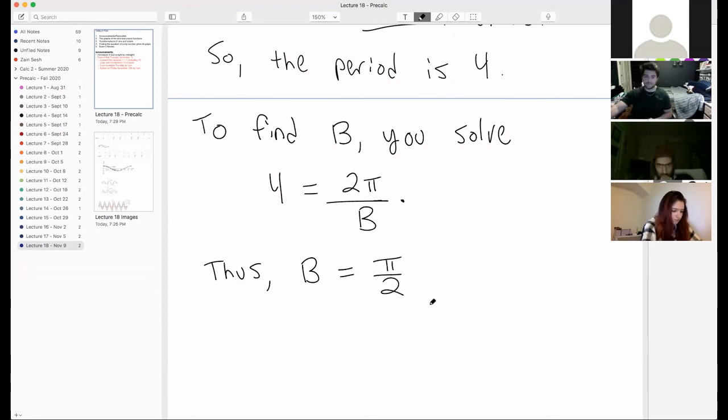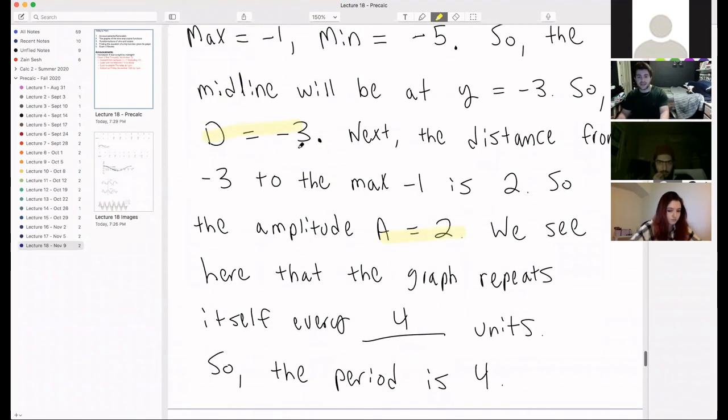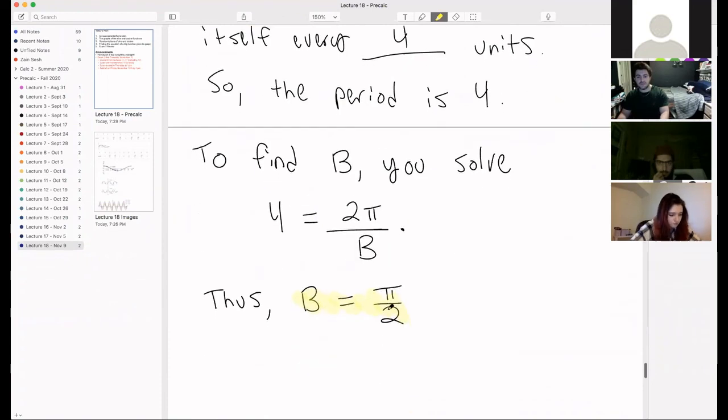Okay, so B is pi over 2. And I think that's it. I think we have all of our data. We have all of our letters. So D is -3, A is 2, and B is pi over 2.